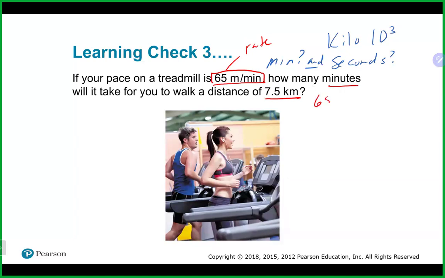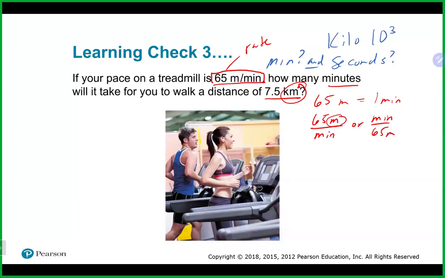And basically what that means is we've got 65 meters in 1 minute. That gives us our two conversion factors that we could use: 65 meters over a minute, or a minute is 65 meters. Once again, we run into the same situation we had on the last one. My distance here is in kilometers, but my distance in my conversion factor is meters. So we cannot use them like that.